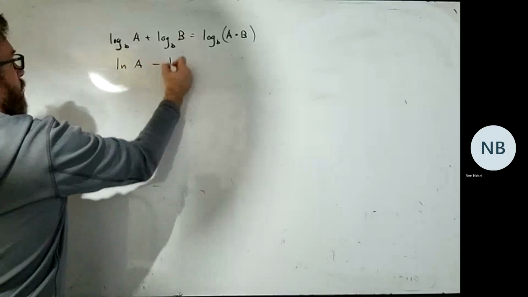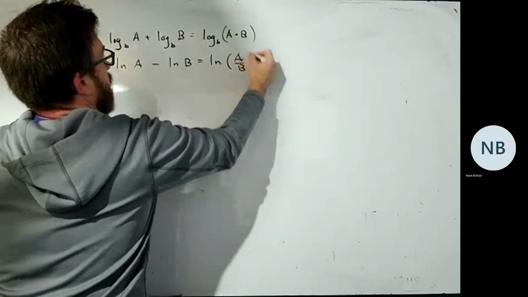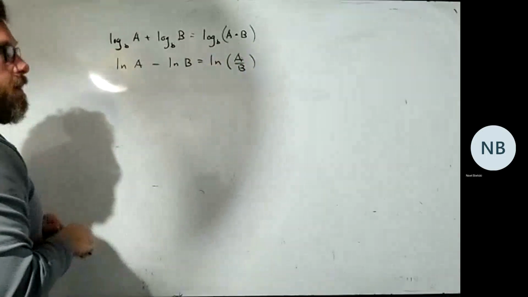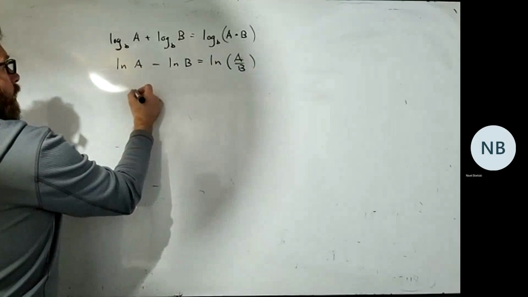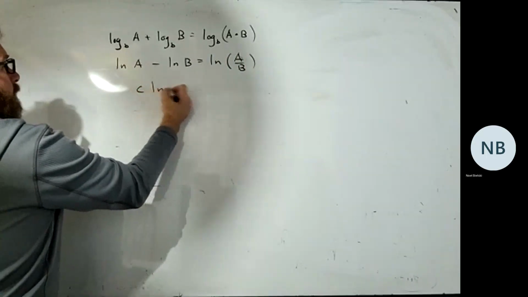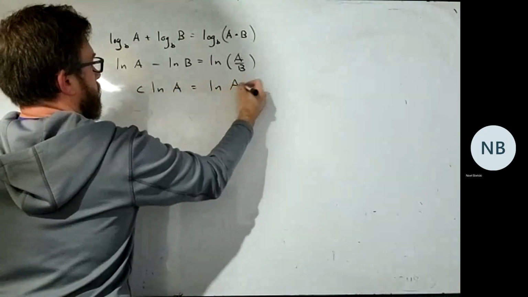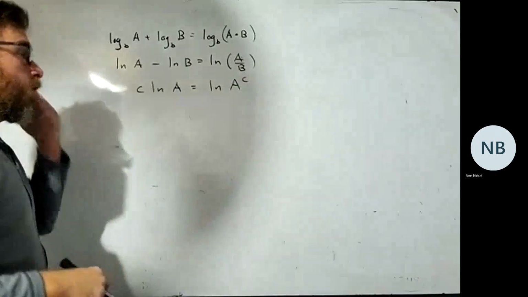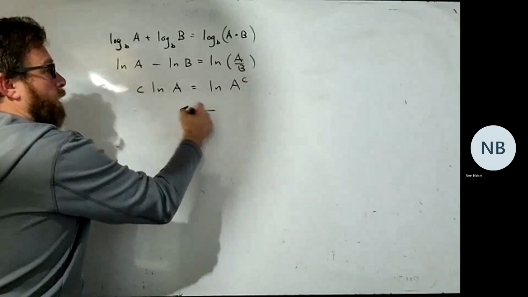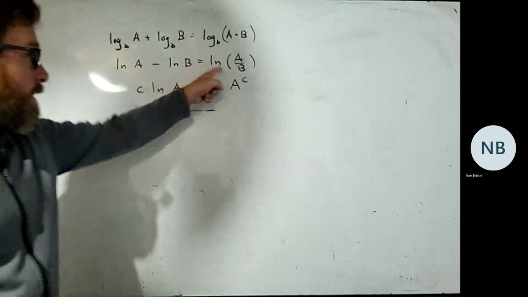So the natural log of a minus the natural log of b is going to be the natural log of a divided by b. It works with all bases. Natural log is just base e. And then, let's see. c times the natural log of a is equal to the natural log of a raised to the c power. So usually we're going in this direction when we're taking derivatives. We want to expand the logs as opposed to condensing the logs.